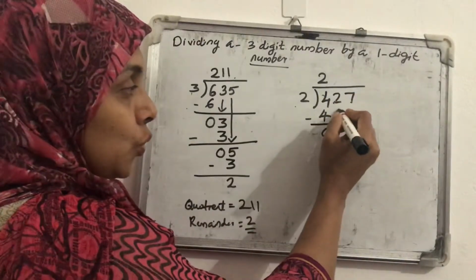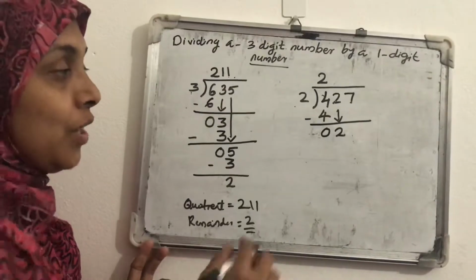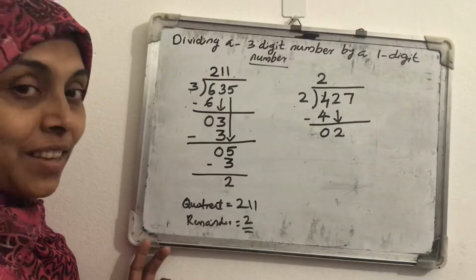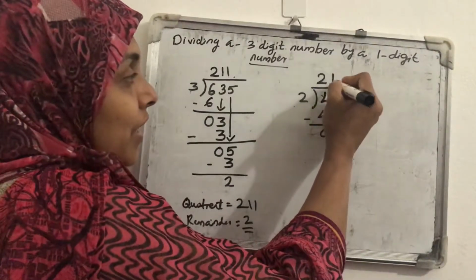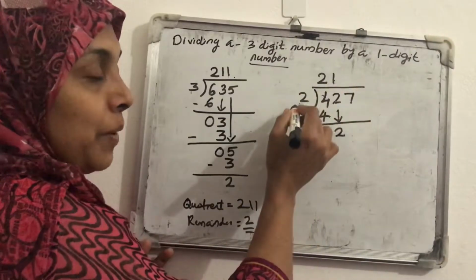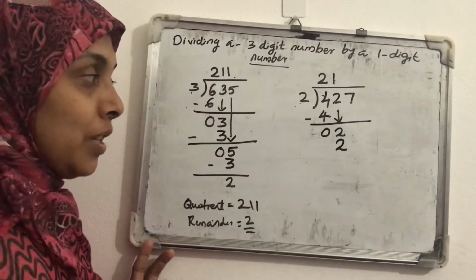What is the next step? Bring down this 2 next to 0. Then 2 divided by 2. 2 divided by 2 is 1. That we write in the quotient part. Next step, 1 multiplied with this 2, 1 into 2 is 2. That we write below this 2.